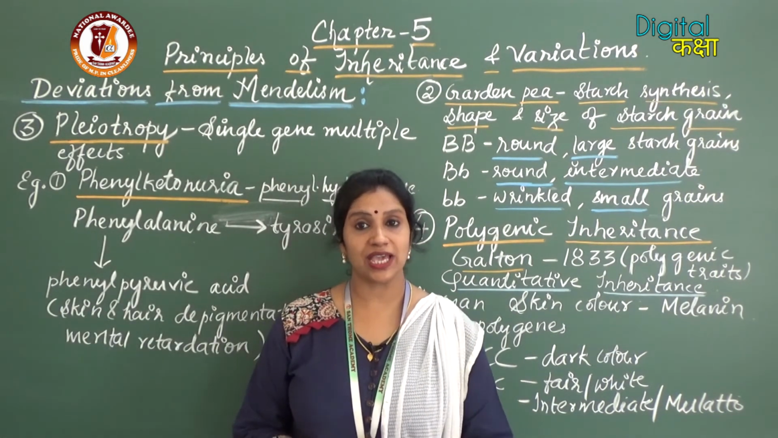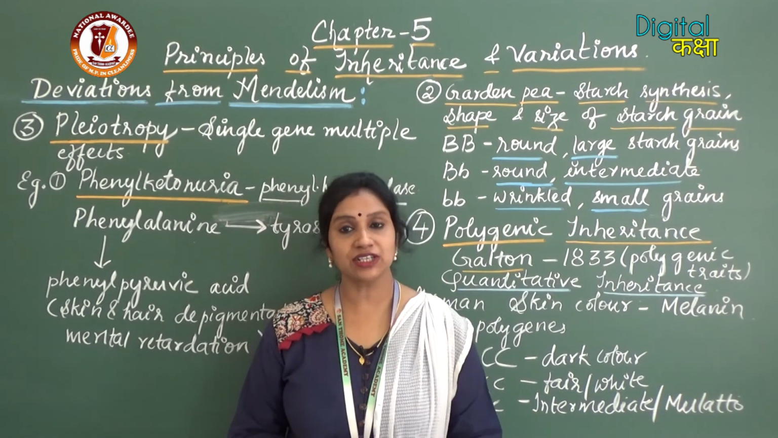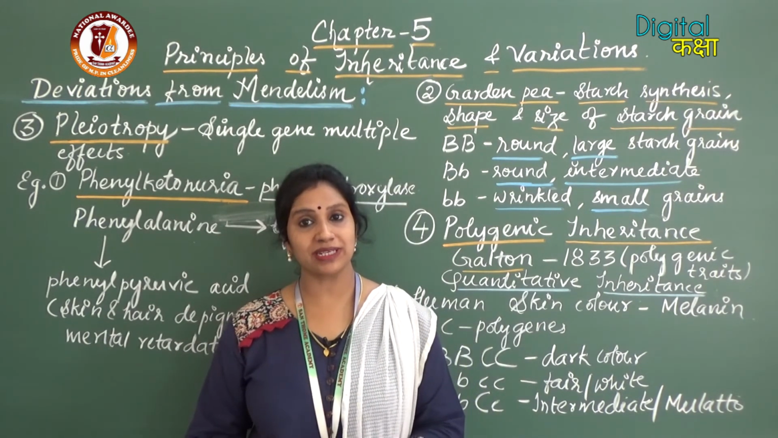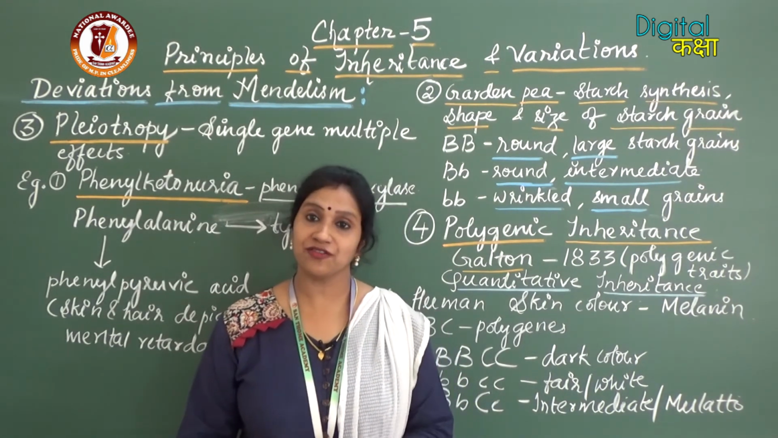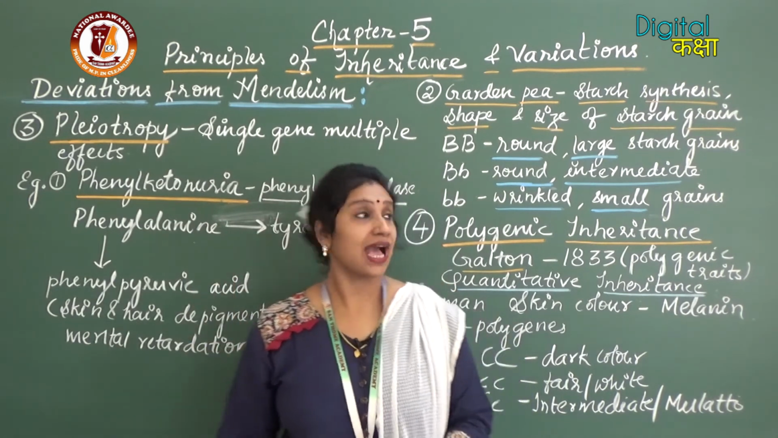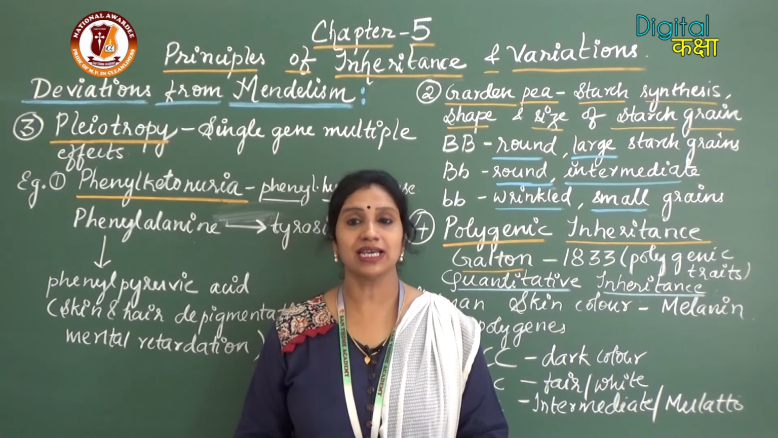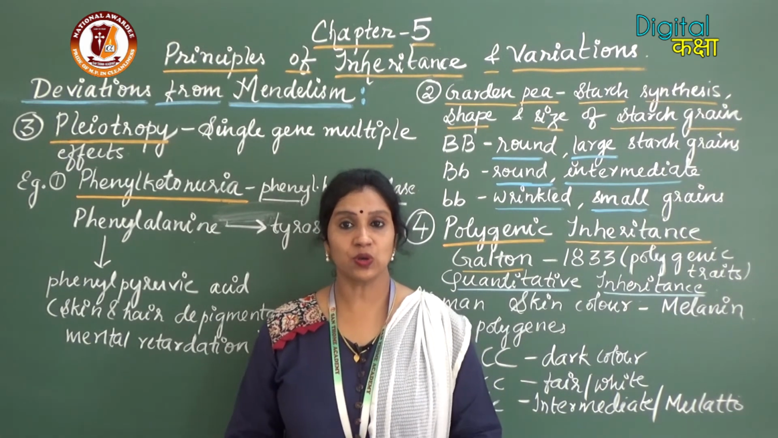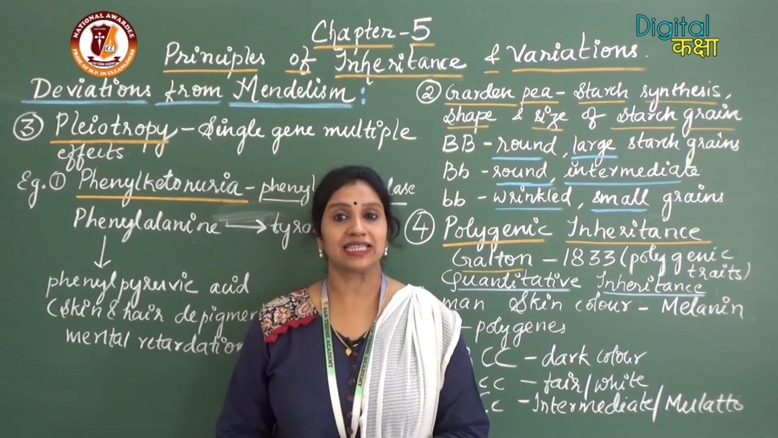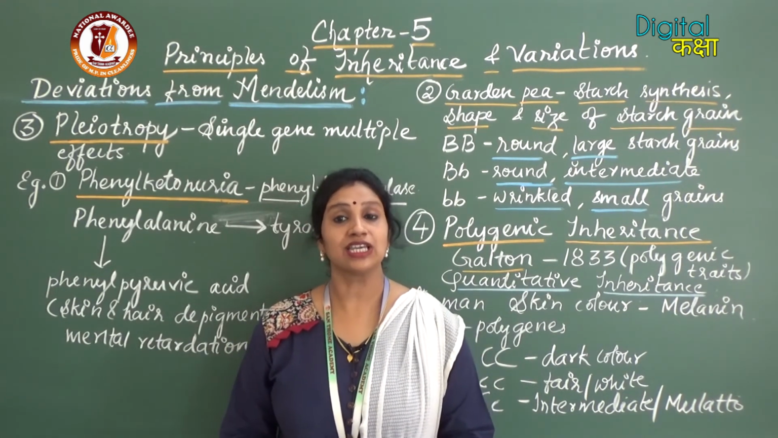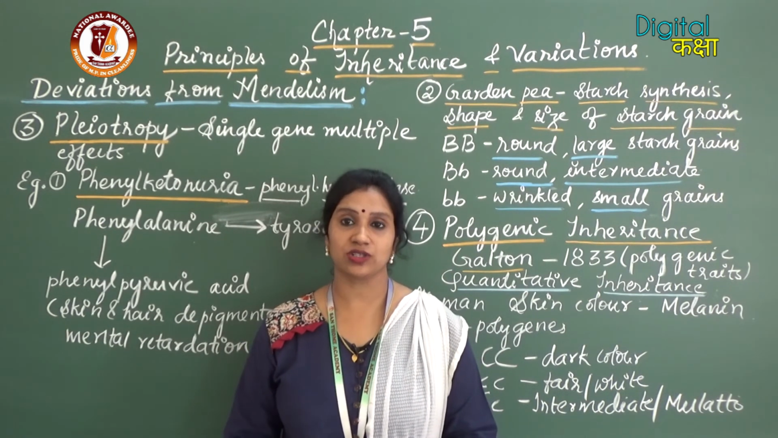In this class, we have studied all the deviations from Mendelism, starting from incomplete dominance, then codominance, multiple allelism, after that pleiotropy, and lastly polygenic inheritance along with examples. So the deviations from Mendelism are complete. In the next video, we will start the new topic, the rediscovery of Mendel's laws.